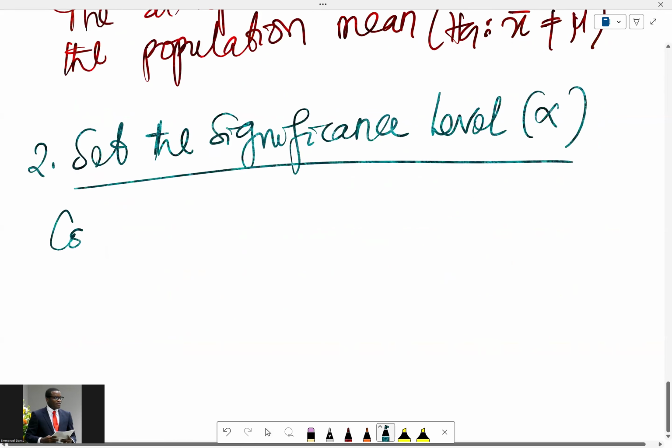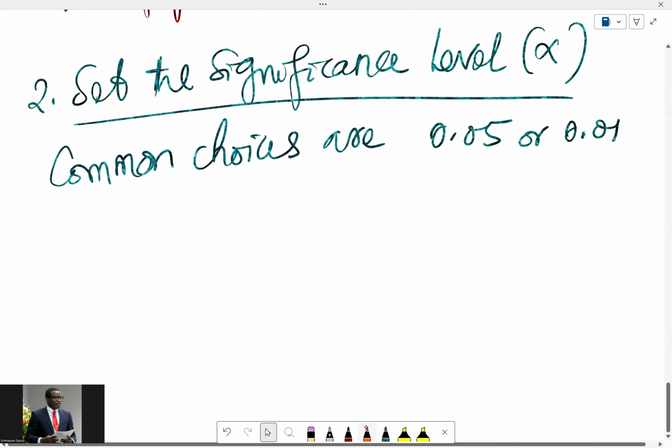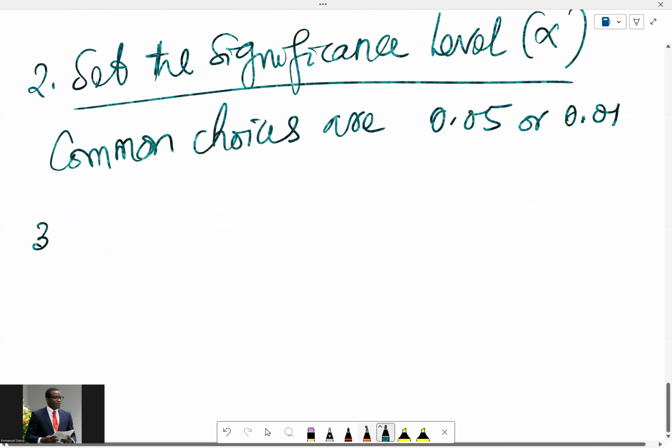So of course, common choices are 0.05 if you want a 95% confidence level, or 0.01 if you want a 99% confidence level. Depends on your choice. Then we have the third one. The third step in the process will be to collect data.